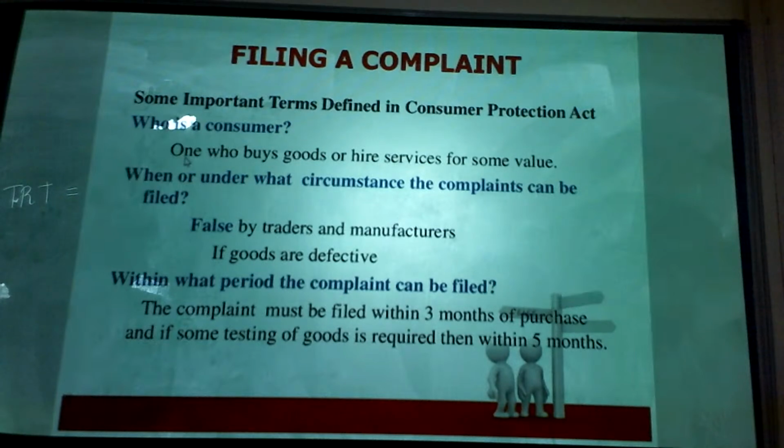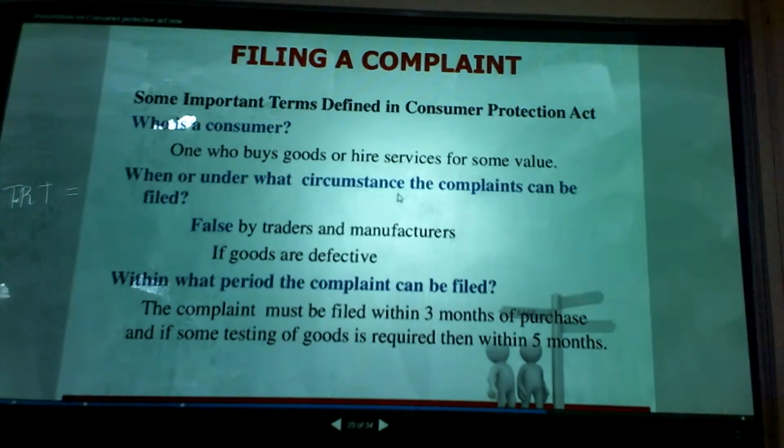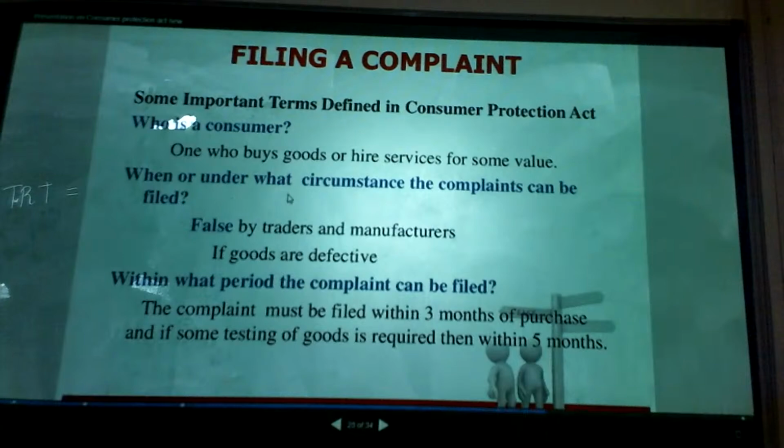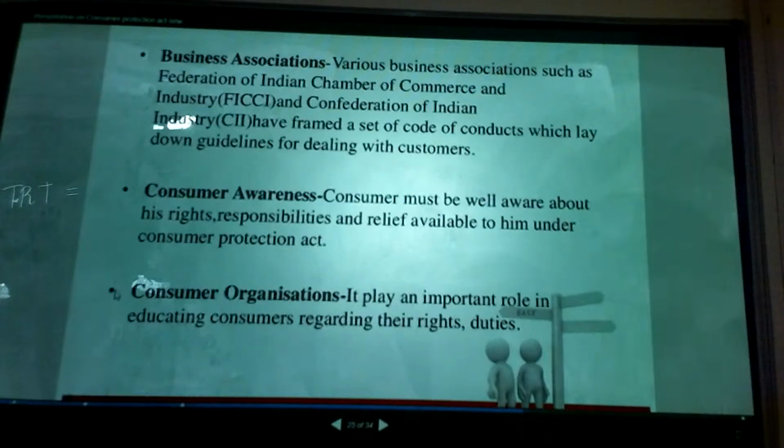Second one, when or under what circumstances can a complaint be filed? Faults by traders, that is very important. Fault by the trader or manufacturer, if goods are defective. Then only you give the complaint. As a first thing, the customer. Second is if there is a fault or any defect.